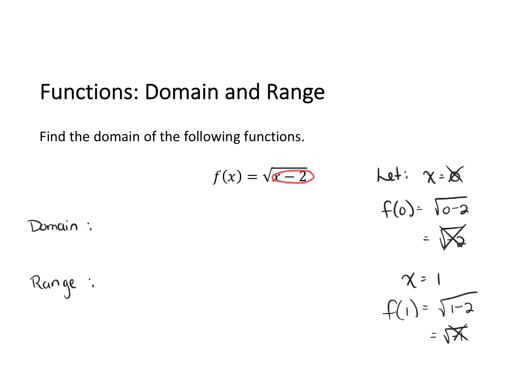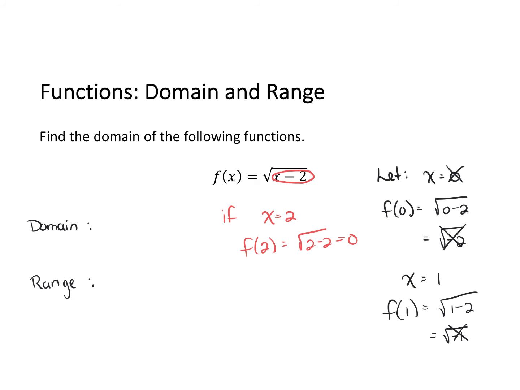So hopefully you can see that if x is 2, then f of 2 would give us the square root of 2 minus 2, which is 0. And so x could be 2 or any number bigger than 2, because when we take a number bigger than 2 and subtract 2 from it, we're always going to get a positive number, and we could take the square root of a positive number. So here, the domain would be all x values that are 2 or greater than 2, because it would give us a positive number that we can take the square root of.